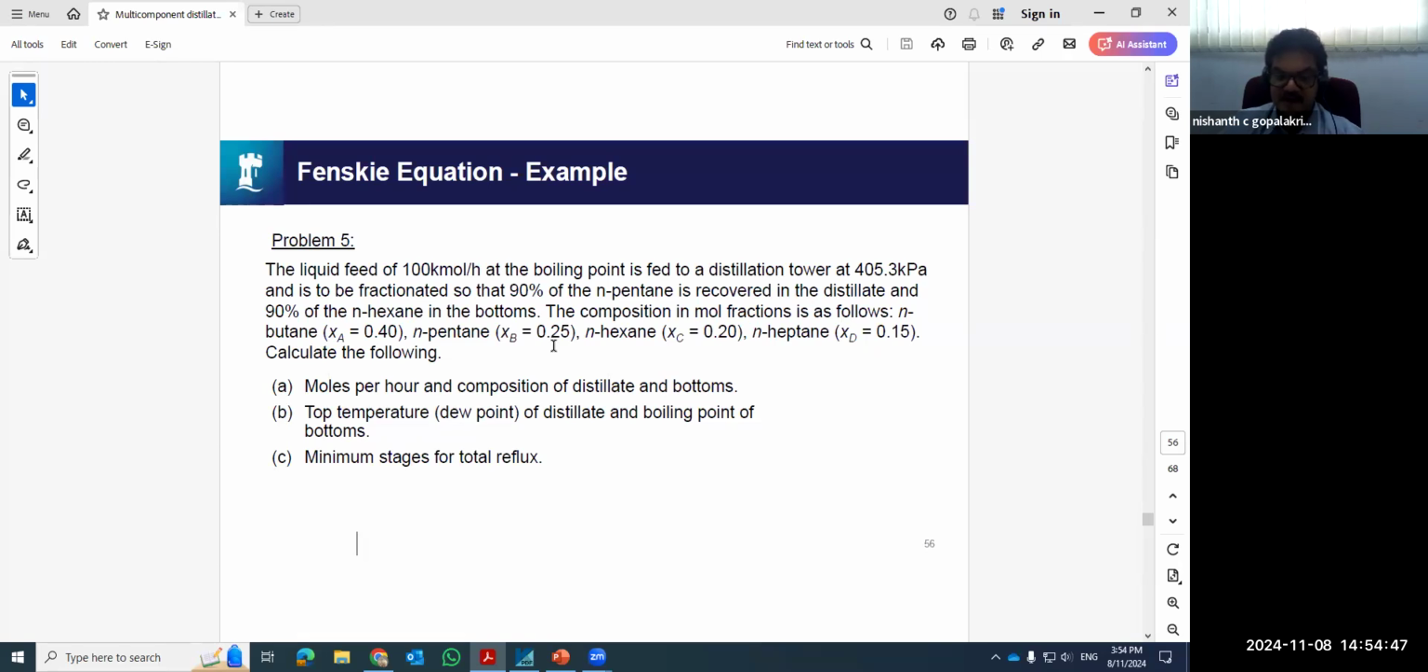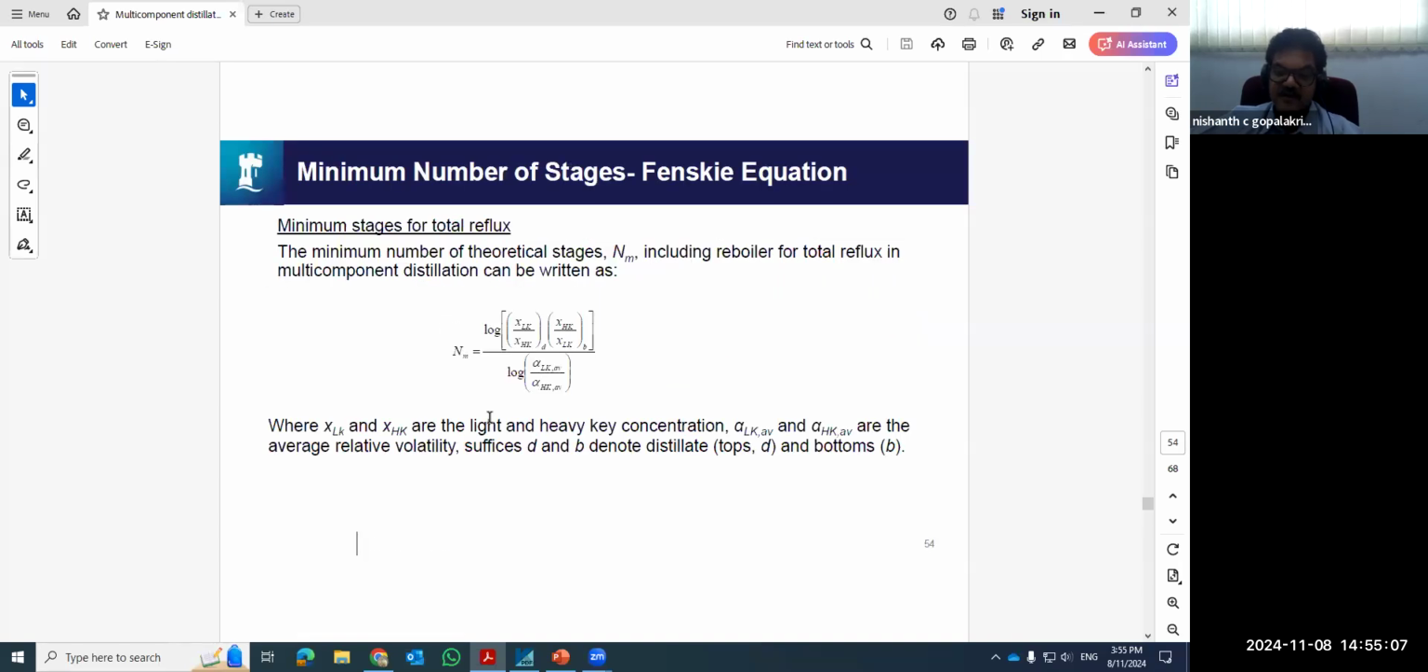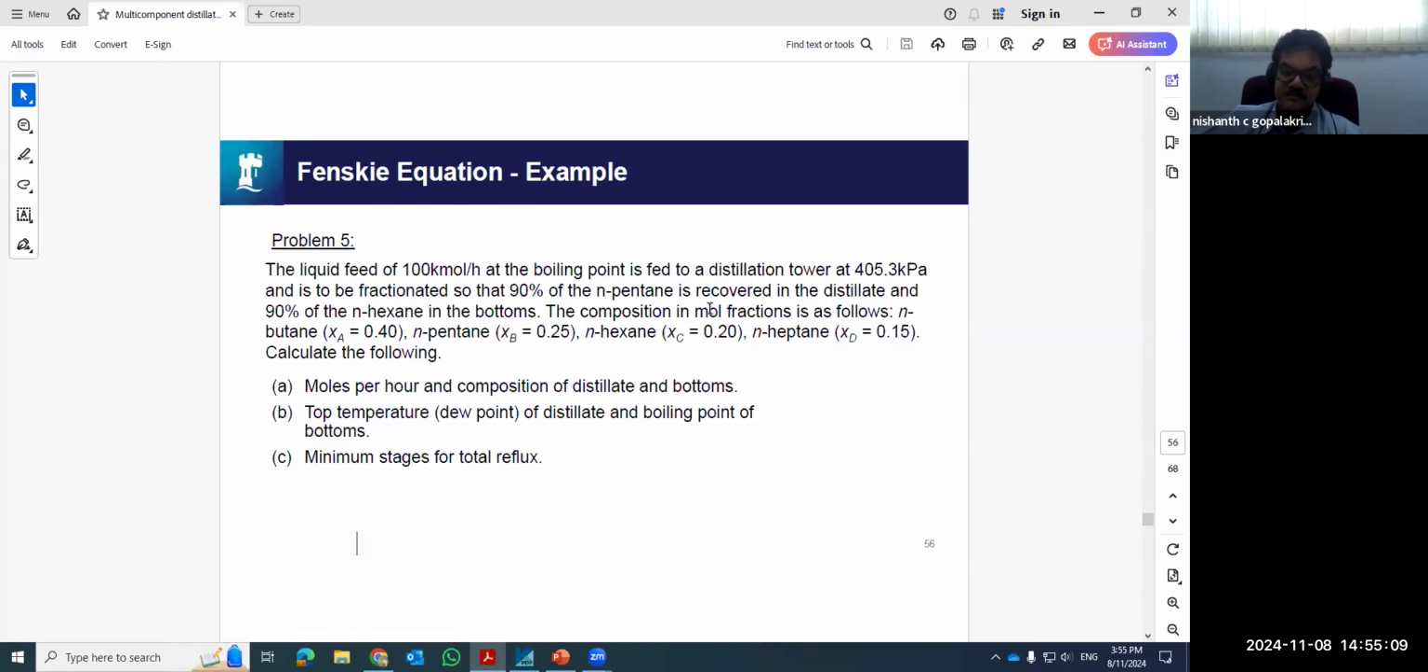Once we finish part A, the second question is, based on that information, how do you find the top temperature and the bottom temperature? And then with that information, how do you find how many stages are needed if you use total reflux using this Fenske equation? So maybe you can take 2 minutes to read by yourself, and then we start solving this step by step.